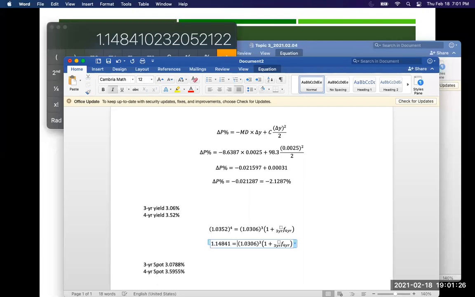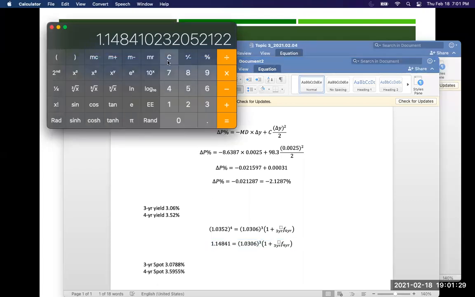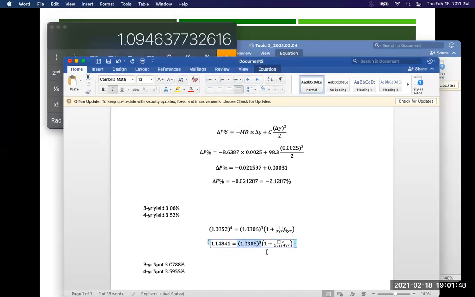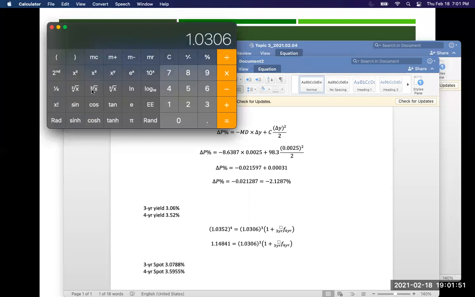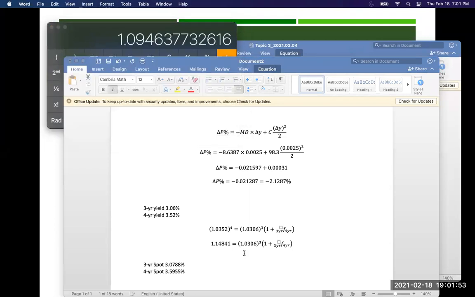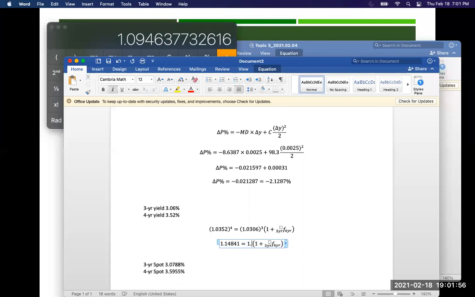1.14841. Again, I'm using 5 degrees of precision this time. But I try when I make exams and quizzes to use fewer degrees of precision, when I'm typing in the answers, just because I'm not trying to penalize you.